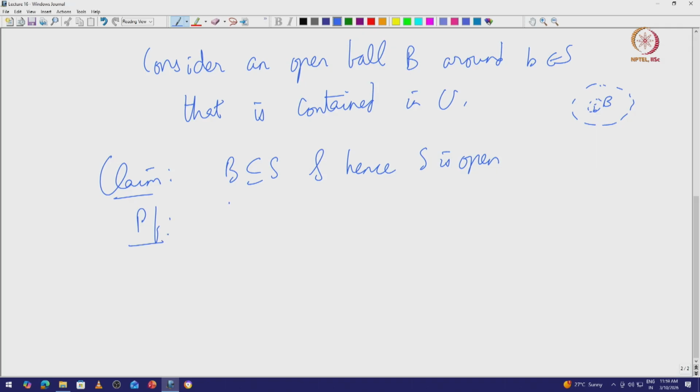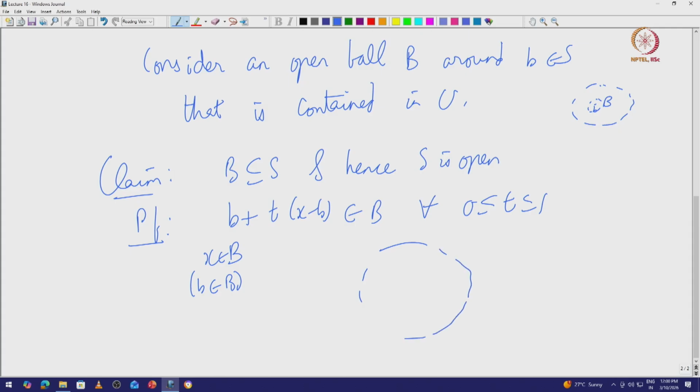So first of all, if you take B plus t times (x minus B), suppose x is in the ball B, of course B is already in the ball. This is completely contained in the ball for all t. In other words, this line is completely contained in the ball. Yeah?